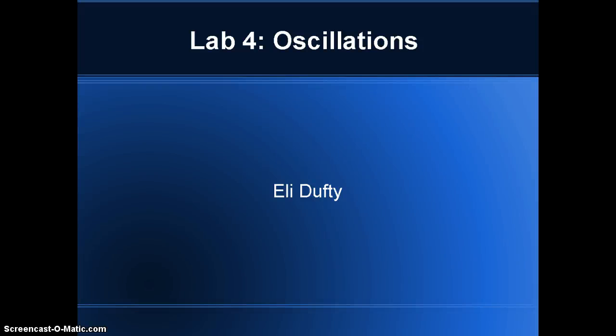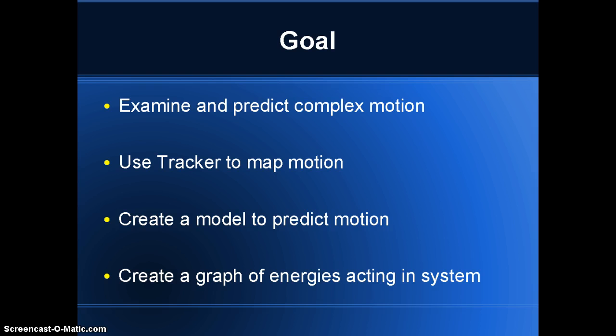Hey everybody, today's lab is Lab 4, Oscillations. First thing is to figure out the goal of this lab, and the goal is pretty simple. We're given complex motion and we're supposed to examine and predict it. How are we going to do this? Well, first, we're going to use Tracker to map the motion. Then, we're going to create a model to predict the motion, and finally, we're going to create a graph of energies that are acting in the system.